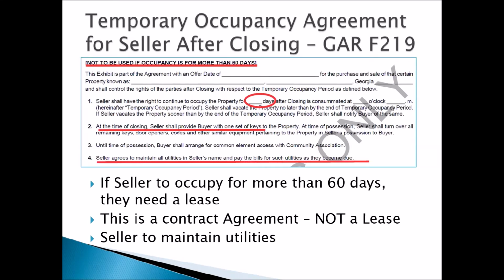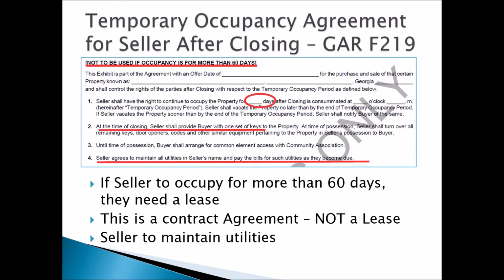What happens if something happens with the seller's loan? They can't close on their new house, house number two, for some time after September 6th. Well, what happens if the seller doesn't vacate this house that the buyer now owns? It can be very tricky. Hopefully everything falls into place, but it can be very tricky.